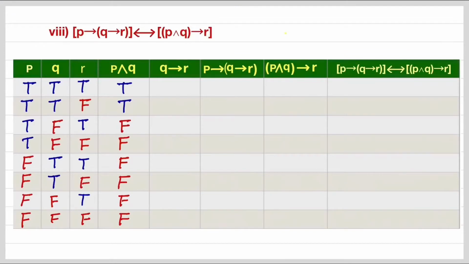Next is implication. Q implies R. Q is the first statement and R is the second statement. When first statement true and second statement false, implication is false. This is satisfied at second and sixth entry. That means second and sixth entry is false and all other entries are true.